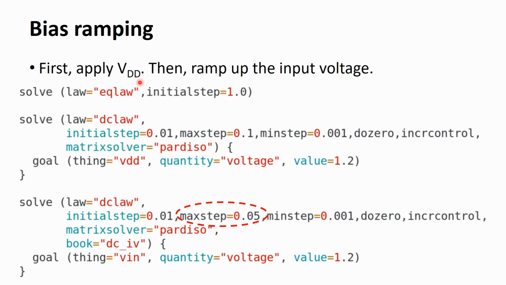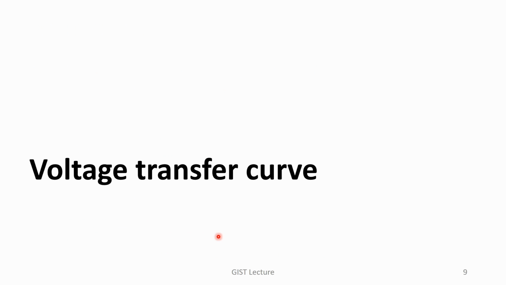After that, ramp up the input voltage. Since the inverter has a drastic change in its output voltage, the max step value should be carefully selected. When the input voltage changes from 0 to VDD, the voltage transfer curve is obtained. Using the CSV file, we can draw the voltage transfer curve.